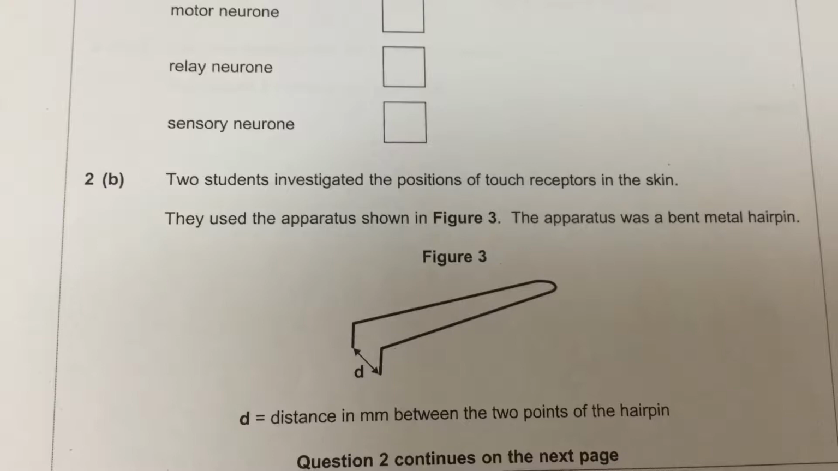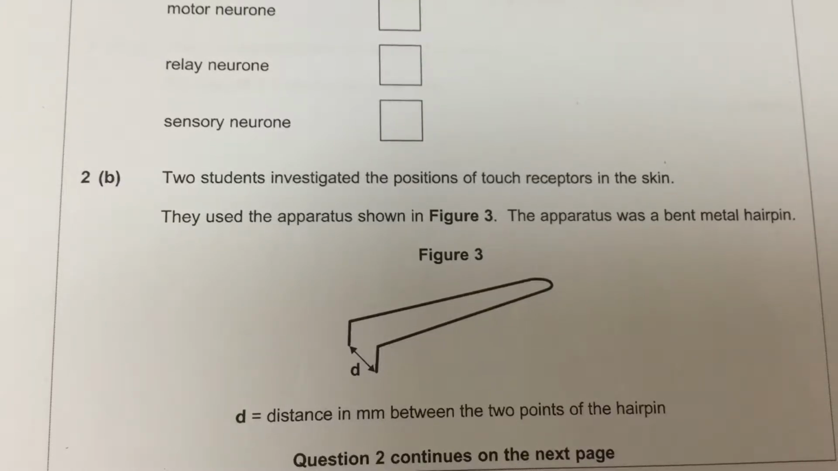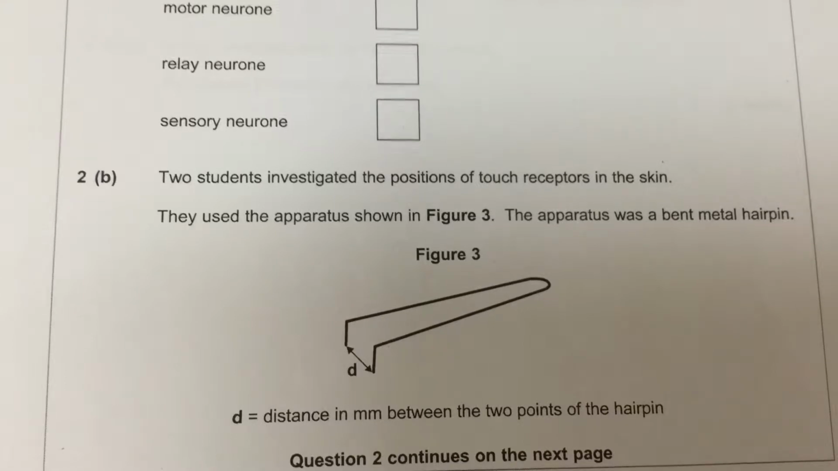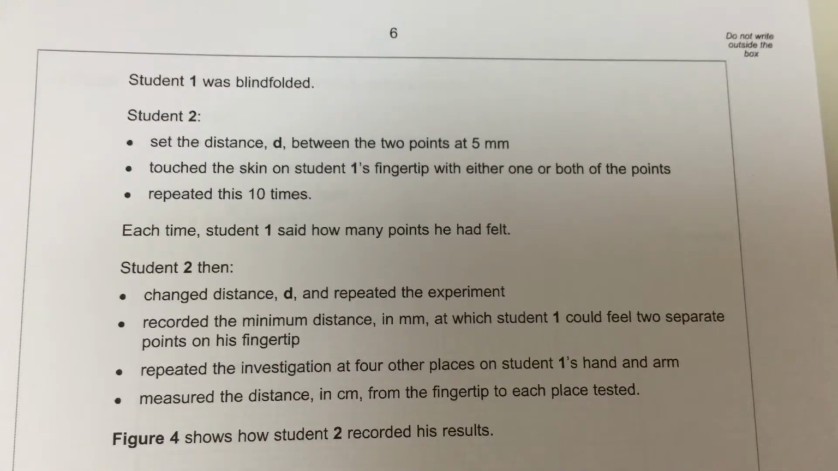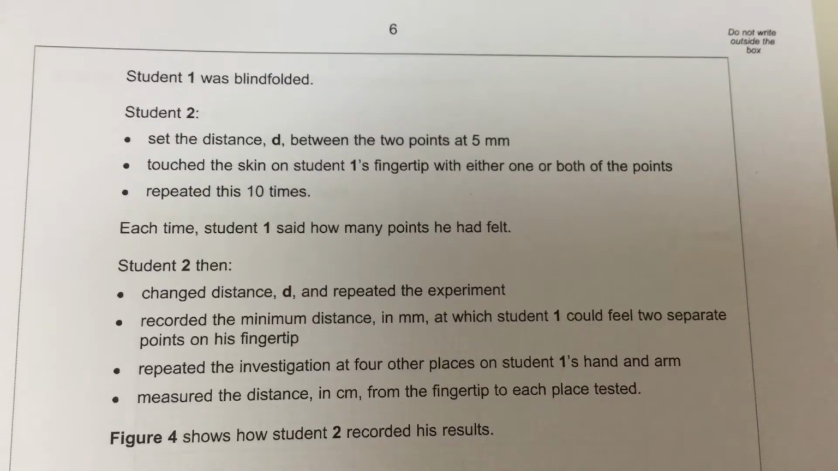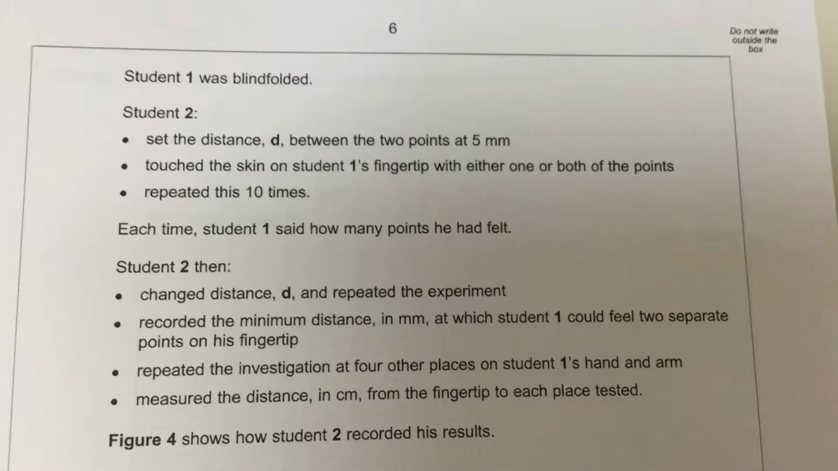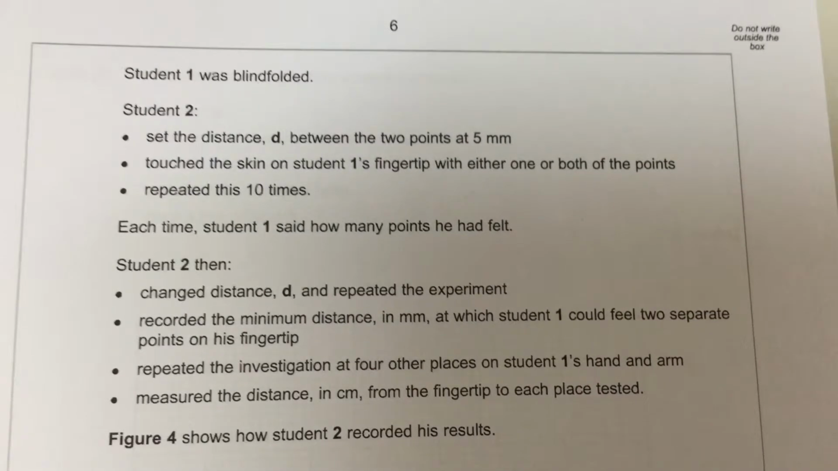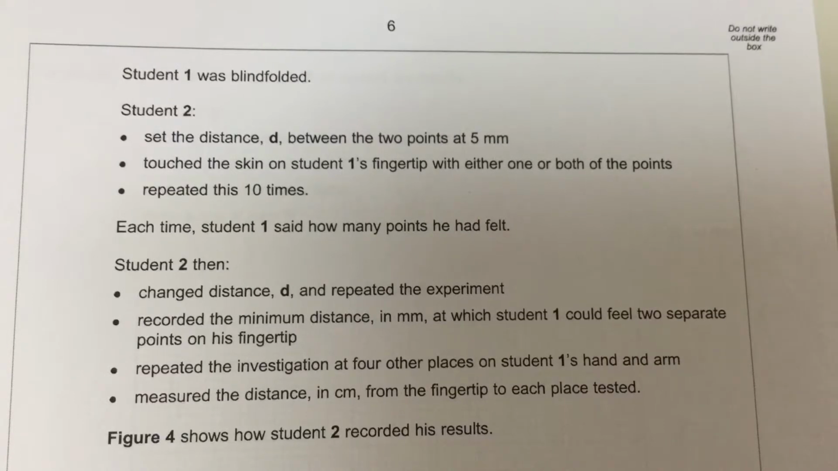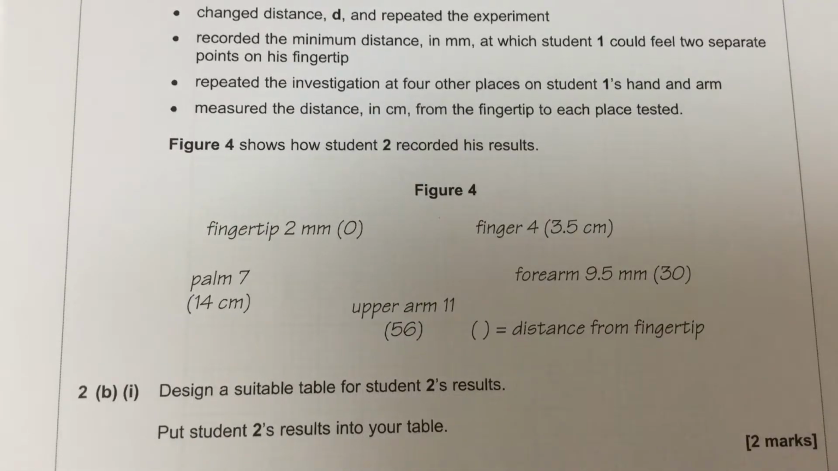Okay, student 1 was blindfolded. Student 2 set the distance between the points at 5 millimetres, and touched the skin on student 1's fingertip with either one of the points or both points at the same time. So the student who was blindfolded didn't know whether they were getting one point or two points, and had to be able to sense which it was. The students repeated that 10 times.